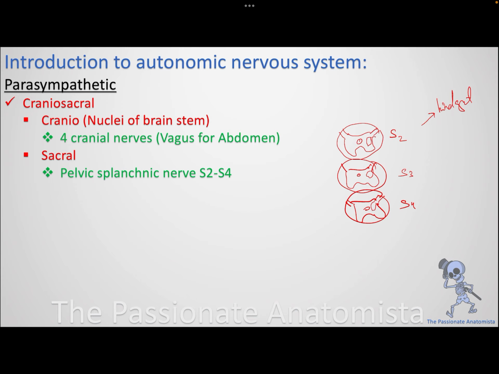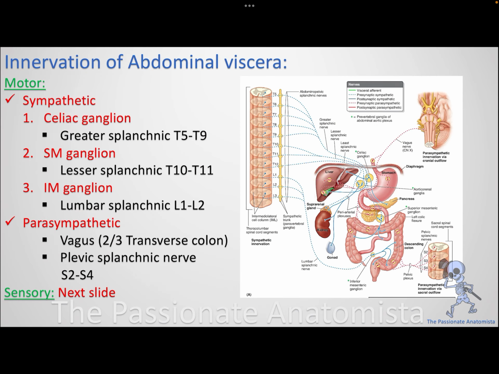What about the foregut and midgut? They are by the vagus nerve. This is regarding the parasympathetic innervation. What about the sympathetic? We're going to talk about that in a while, all right?